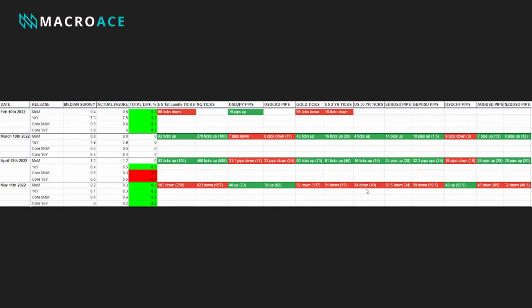And if we're looking at gold, gold had seen about 52 ticks towards the downside. If we're looking at the US bonds then, so bond prices, of course, with a higher expected inflation, had seen the 2-year about 51 ticks down, and the 30-year about 24 ticks down. Okay, so the biggest move currency-wise we'd seen was cable.